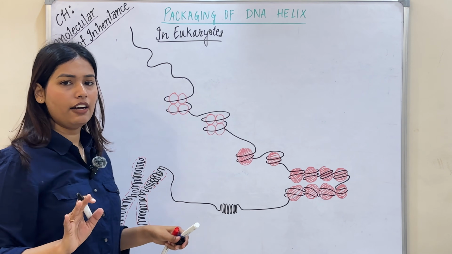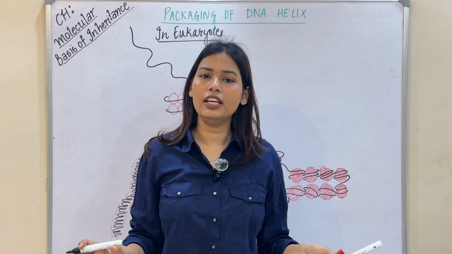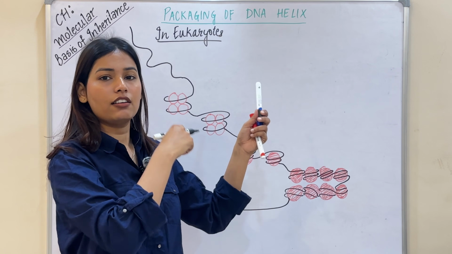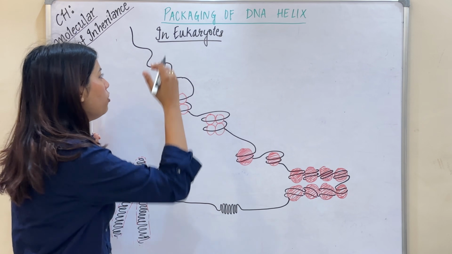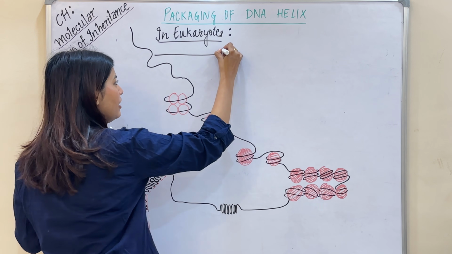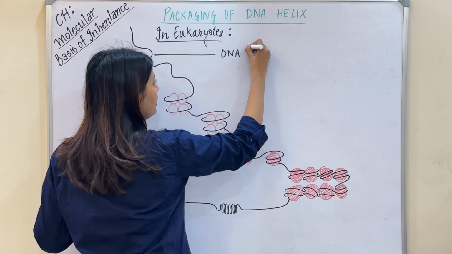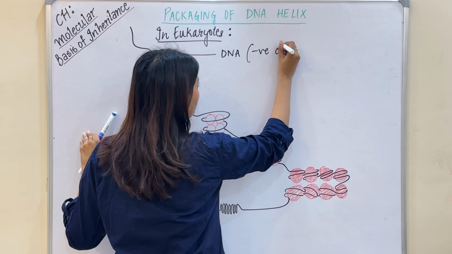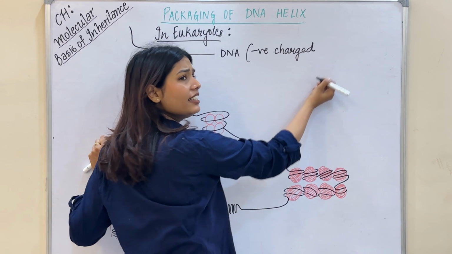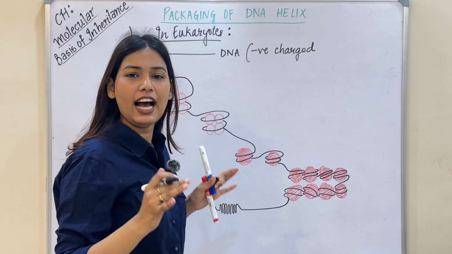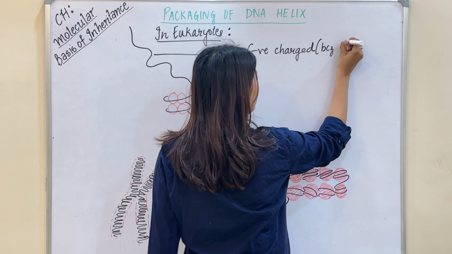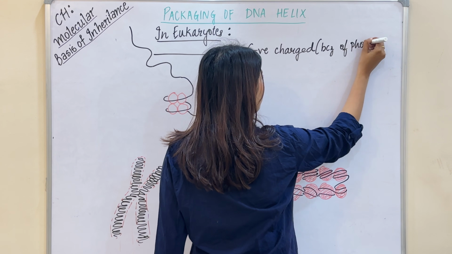So eukaryotes have a specific nucleus which has a dimension of 10 raised to power minus 6, and we have to pack such a long DNA inside it. So we opt for coiling of DNA. So this is DNA which is negatively charged. Why is it negatively charged? Because it has phosphoric acid. So it has negative charge because of phosphoric acid.